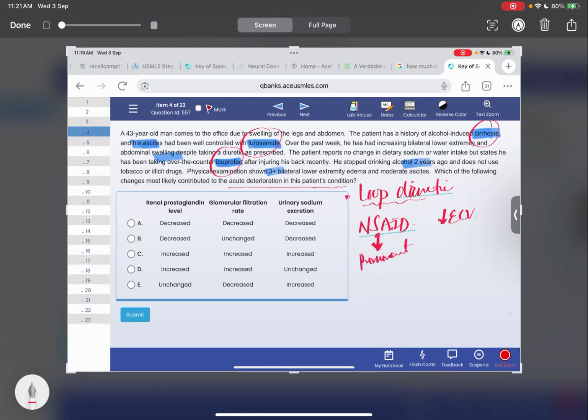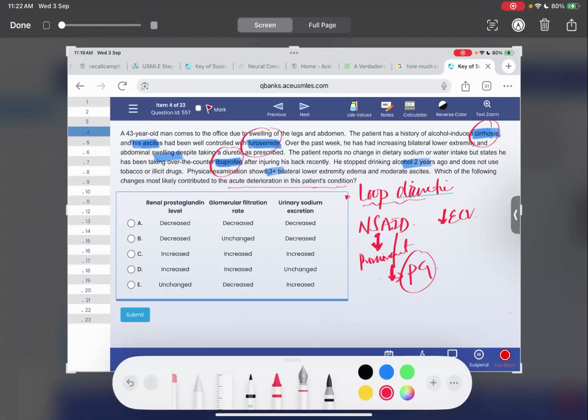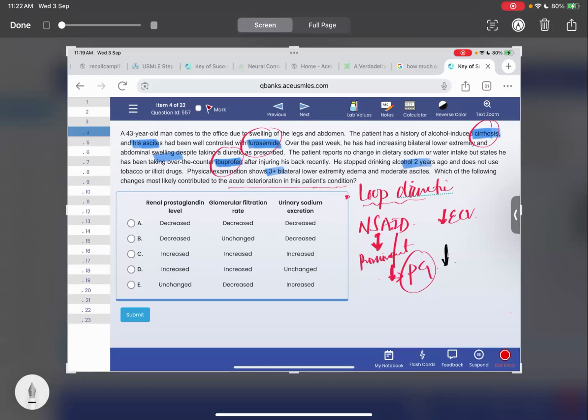So what would be the effect? Tell me what NSAIDs do to prostaglandins. Here the patient is taking ibuprofen, so what will happen to the prostaglandin level? Prostaglandins will be decreased, because they are blocked. PGF1, PGF2.